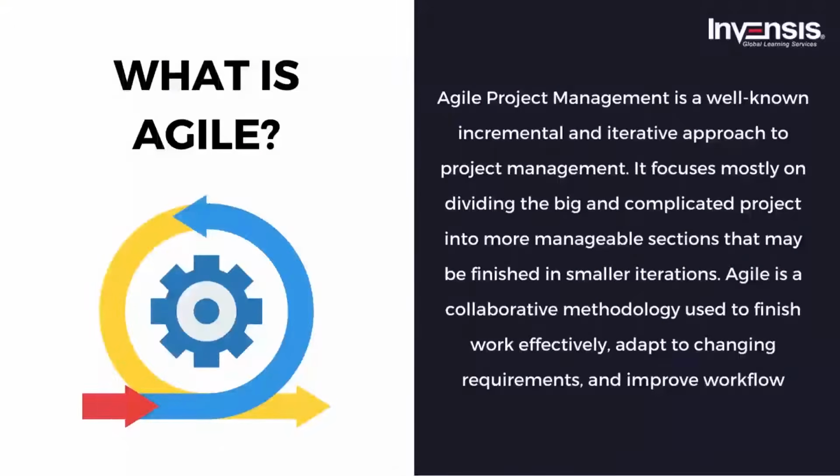What is Agile? Agile project management is a well-known incremental and iterative approach to project management. It focuses mostly on dividing the big and complicated project into more manageable sections that may be finished in smaller iterations. Agile is a collaborative methodology used to finish work effectively, adapt to changing requirements, and improve workflow. Agile project management focuses on continual improvement, which increases the value of the project. According to the Agile Manifesto produced by 13 industry experts in 2001, Agile methodology is based on 4 fundamental values and 12 principles. We will talk about it in detail in this blog.